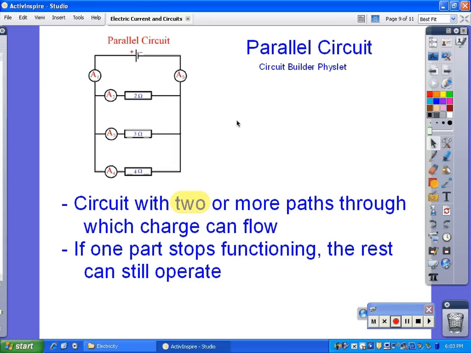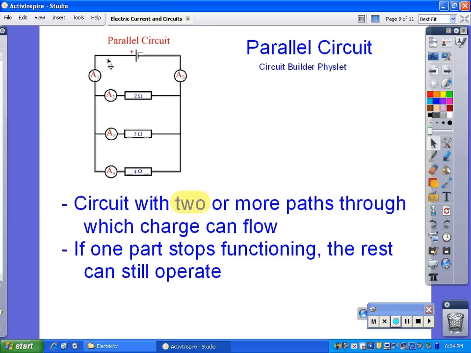Last type is the parallel circuit. This is the type that you have in your house and in school and buildings, in your car too. A circuit with two or more paths through which charge can flow. It's kind of weird to think about parallel in the sense that, in the mathematical sense, parallel is two lines that never touch, this kind of thing for infinity. That's not really what it means here. And although this diagram has three lines that are parallel, it doesn't necessarily have to be that way. It really just means that it has two or more paths through which charge can flow.